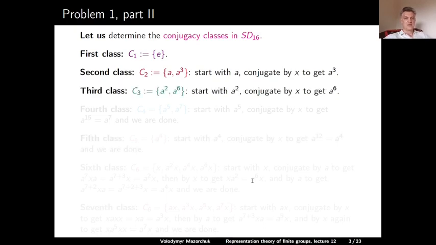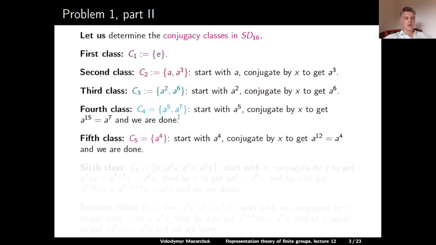Similarly, if we start from a squared and conjugate by x, we get a to the power 6, and similarly, this should be a new conjugacy class. In the same manner, a to the power 5 and a to the power 7 form a conjugacy class, and also a to the power 4 is a conjugacy class on its own.